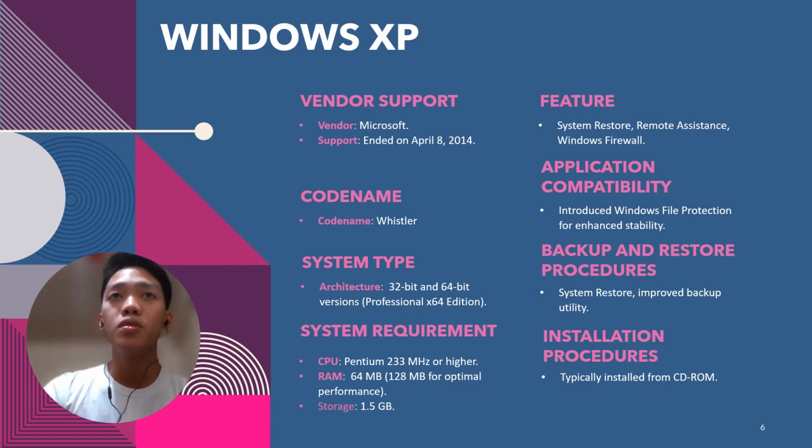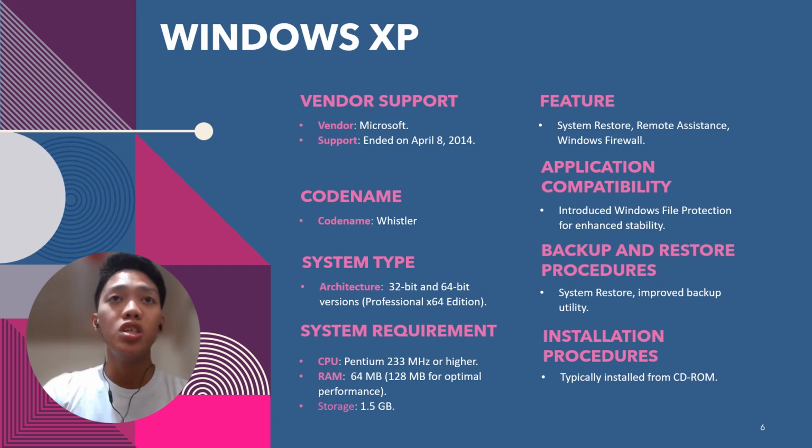Features: we have System Restore, Remote Assistance, and Windows Firewall. Features like Remote Assistance and Windows Firewall aim to enhance security and provide remote support options for users. Application compatibility: introduced Windows File Protection for enhanced stability. The introduction of Windows File Protection aimed to safeguard system files, improving overall system stability and reliability.